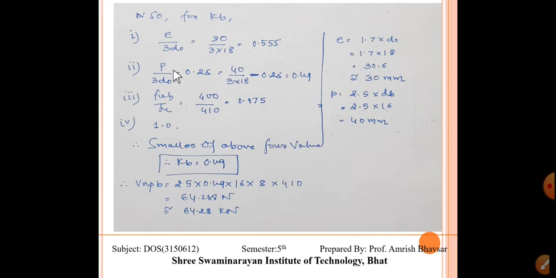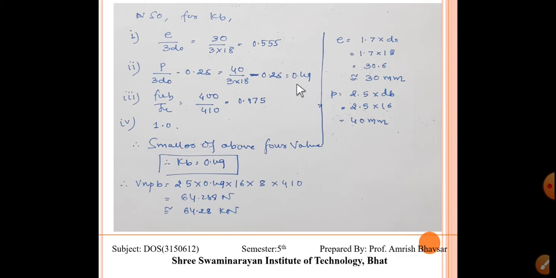0.555. Number 2, the second equation is p upon 3d0 minus 0.25. What is p? p is the pitch distance, given on page number 73 of IS 800, and the value of the pitch is equal to 2.5 into the diameter of the bolt. So we get the pitch as 40 mm. Put this value in equation number 2: 40 upon 3 into d0, where d0 is 18, minus 0.25. Then we get 0.49.